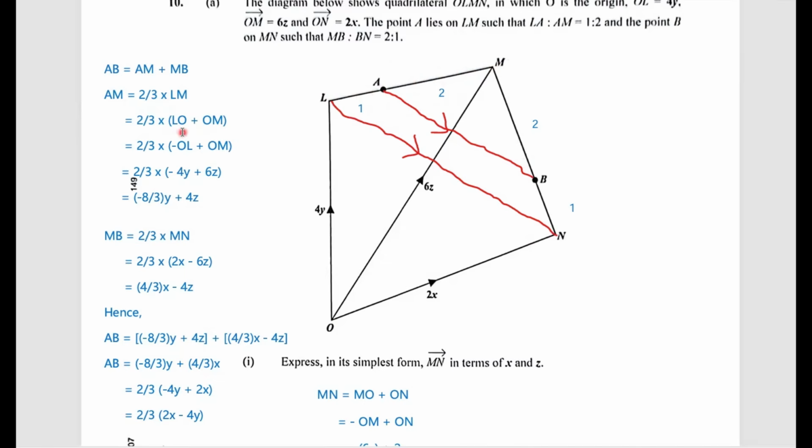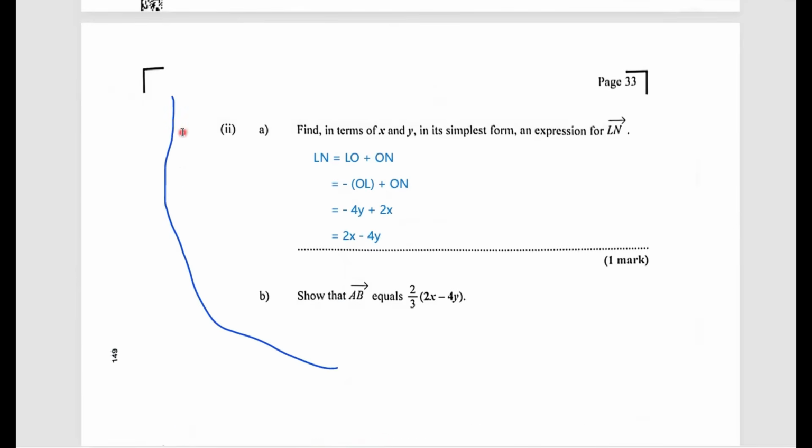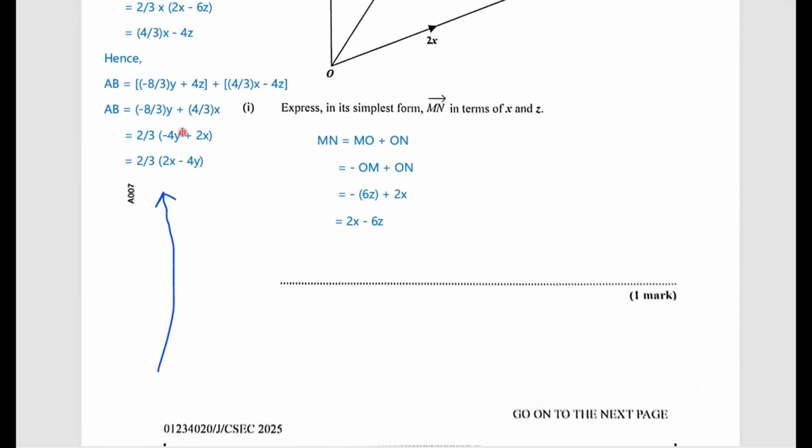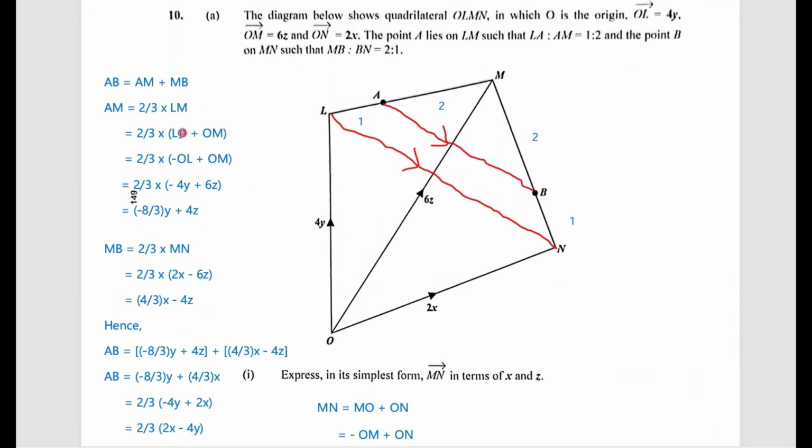2/3 of LM. And what is LM? We got LM. Or maybe we did not get LM. All right, LM is what? LO add OM. So that'll be minus 4y add 6z. So it's 2/3 by minus 4y add 6z. And 2/3 by minus 4 is minus 8 on 3y, plus 2/3 by 6 is 4z. So that's AM.